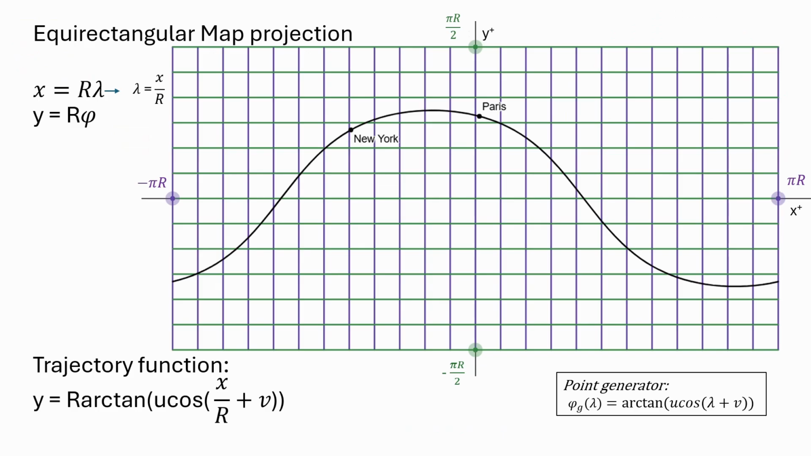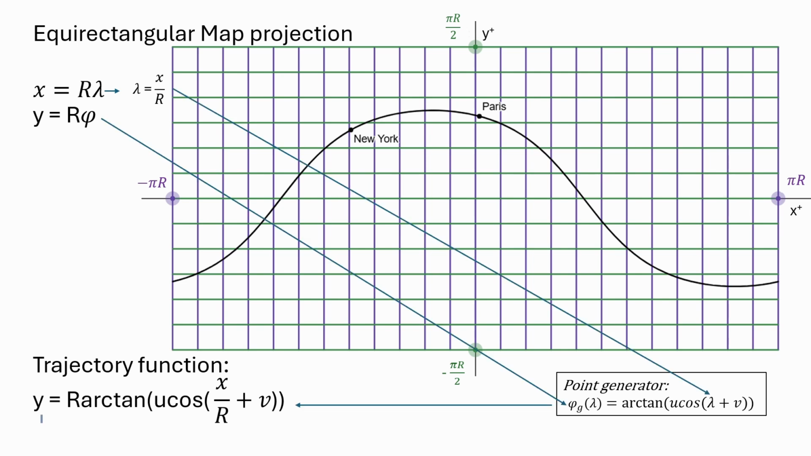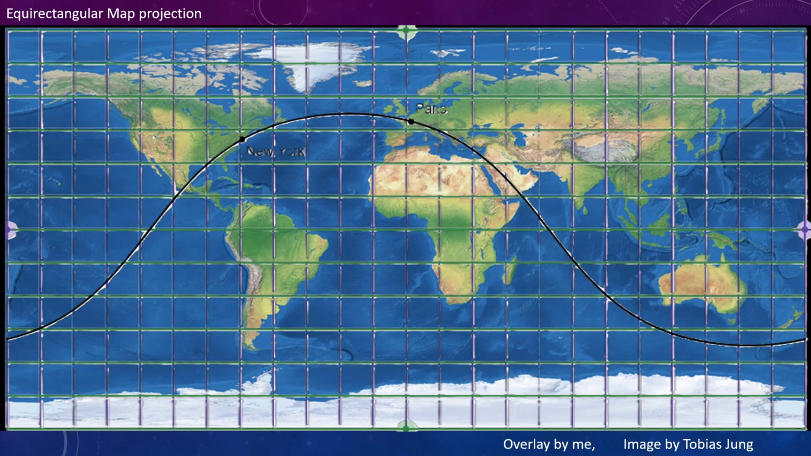And once again, we calculate the trajectory by taking lambda and phi, inputting it in the point generator, and then that gives us the trajectory. The reason why I said mathematically this is the easiest map projection is because it's just a multiplication. We just take lambda and phi and we multiply it by the constant of the radius, and that's it. This is what it looks like overlaid with the trajectory.